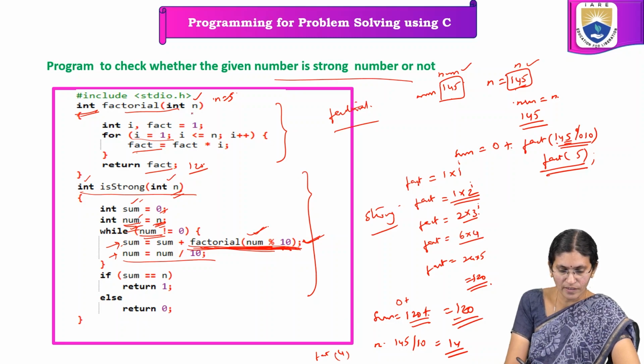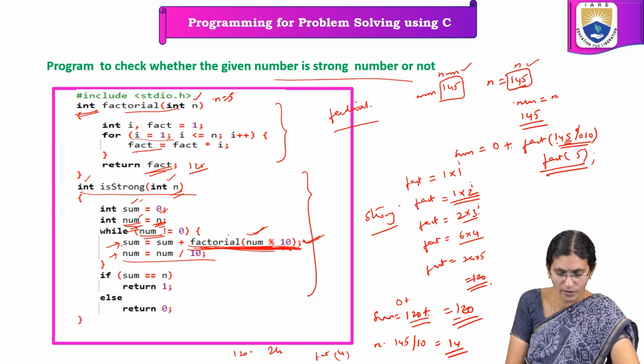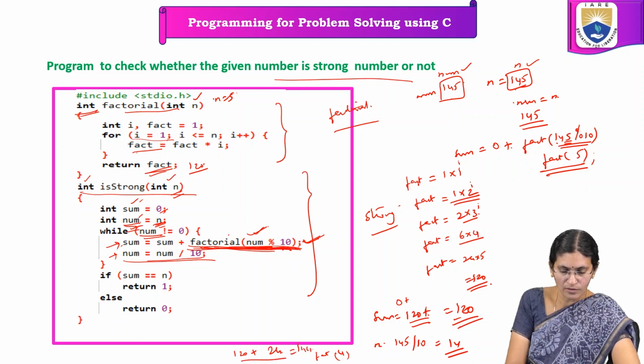So 4 factorial is calculated and that value is returned again here. 4 factorial is equal to 24. Initially the sum value is 120, so 120 plus 24 is equal to 144. Again 14 divided by 10 is 1. So the condition 1 is not equal to 0 is true. Here again num mod 10 is 1, so factorial of 1 is 1 only. Now the sum value is equal to 1 plus 144, which is equal to 145.